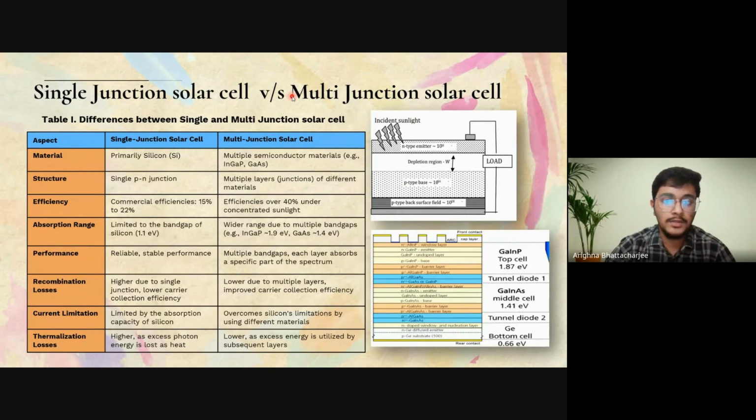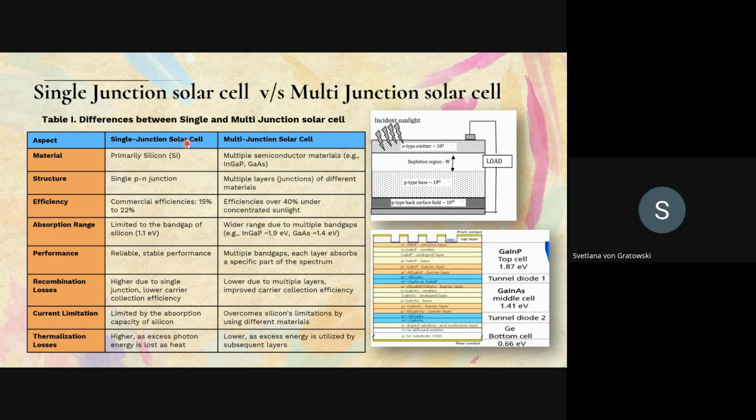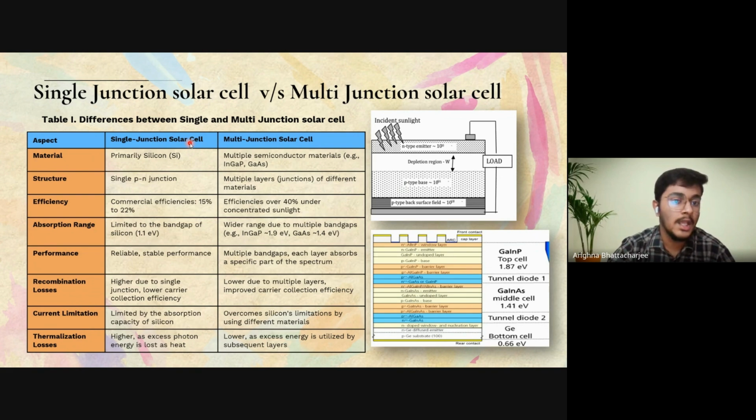Now comes the question then why to use multi-junction or any dual junction, triple junction solar cells. The key differences are the material used in single junction solar cell is a singular material, primarily silicon or germanium based. But in multi-junction solar cell, it is using multiple semiconductor materials, indium gallium phosphide, gallium arsenide, etc. The efficiency in single junction solar cell commercial efficiencies range from 15 to 22%, whereas in multiple junction solar cells, the efficiencies are more than 22%, and in labs under concentrated sunlight, it is over 40%.